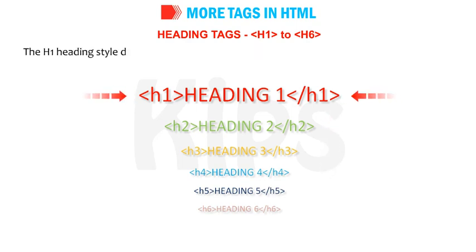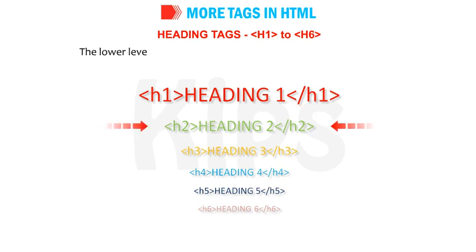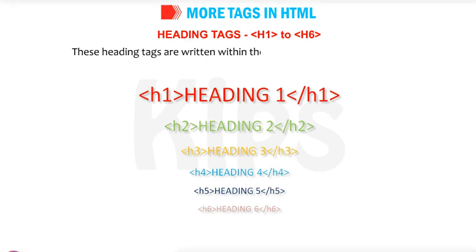The H1 heading style displays the text in the largest size and is mainly used for main headings. The lower levels are used for subheadings and less important things. It is not essential to use these heading levels in hierarchy. These heading tags are written within the body tag of the document.